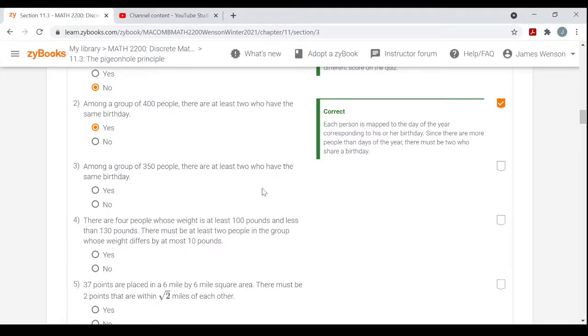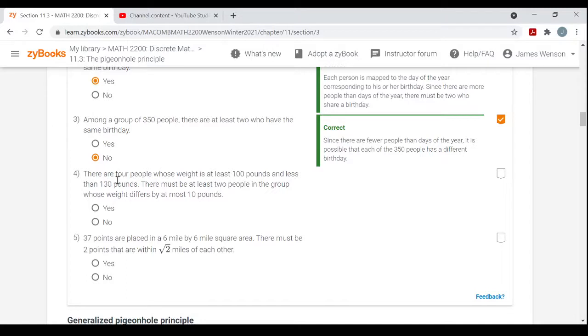Would it apply here? Nope, right? This is only a group of 350 people. 350 people in the domain, 365 days in the target, that could be a 1-to-1 function. So it's not guaranteed that at least 2 of them have the same birthday.